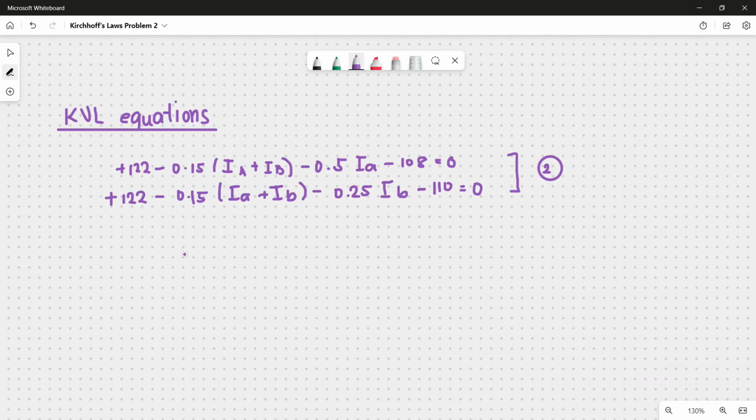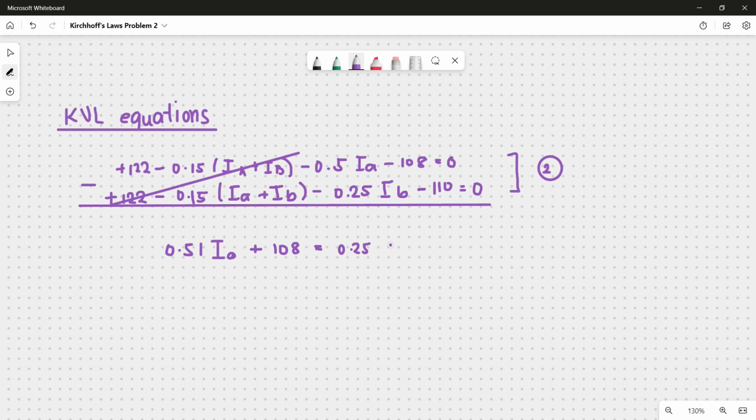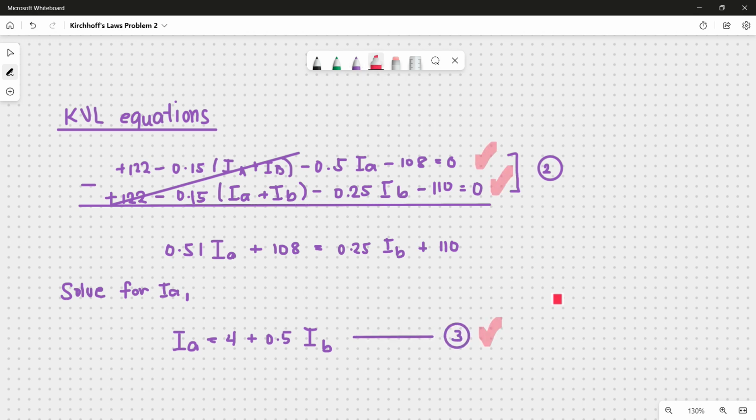When we look at these 2 equations, we can use different algebraic techniques, but it will be easier for us by subtraction, so that these will cancel out. And turning the remaining terms to positive, we'll get 0.51 times IA plus 108 is equal to 0.25 times IB plus 110. From which, if we solve for IA, we'll get IA is equal to 4 plus 0.5 times IB. This is now our third equation. So now we can substitute this into either of the previous equations. So let's pick the second one.